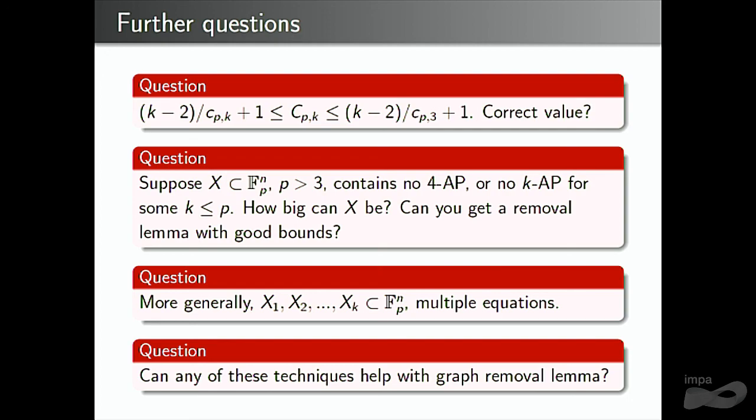In the first question, the two sides are about what?